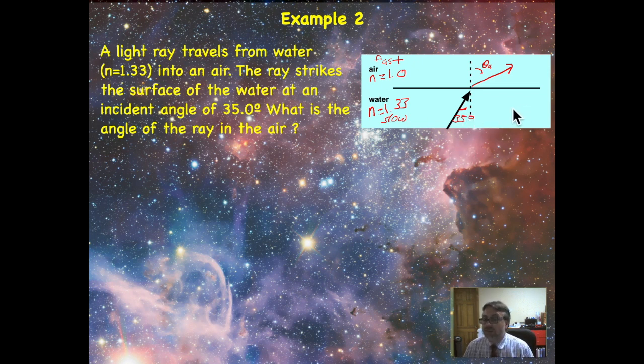So regardless of how my math works out, I should get an angle in the air greater than 35 degrees. If I get an angle less than 35 and the light bends in, that doesn't make sense according to these indices of refraction, and that will give me an indication that the math is wrong. So let's set up Snell's law again.